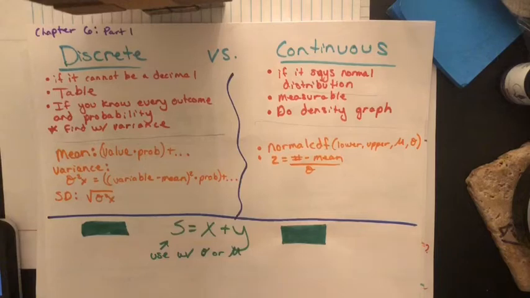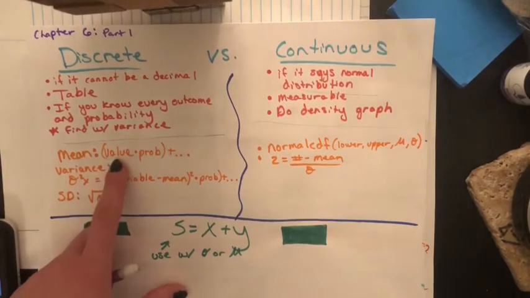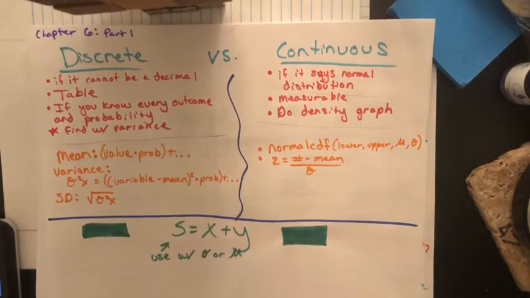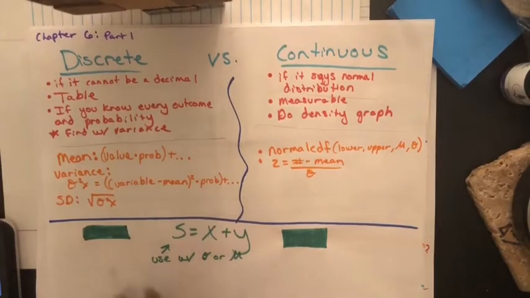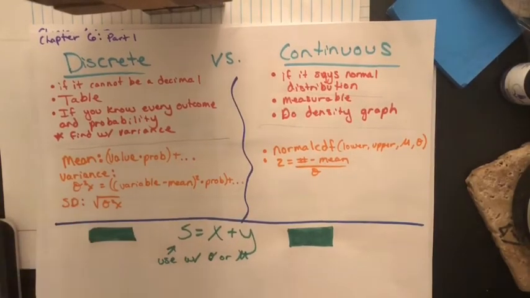So to find the mean of discrete, it's going to be the value times the probability plus the value times the probability, and it continues until you do all of your values. To find variance, it's going to be value minus the mean, squared, times the probability. You're going to keep doing that. And then the standard deviation is just the square root of the variance.